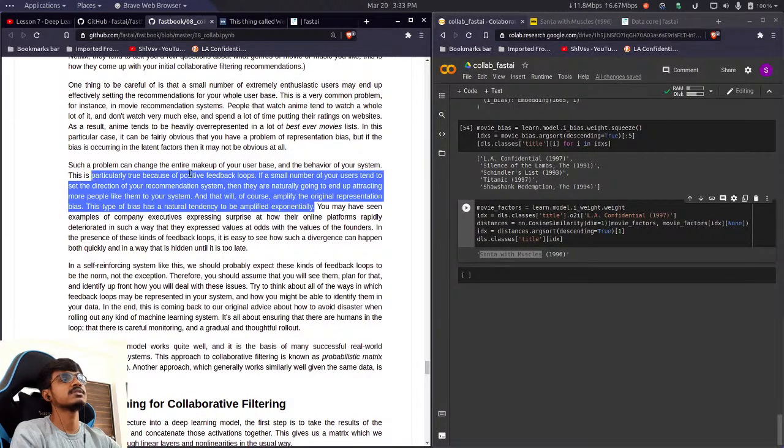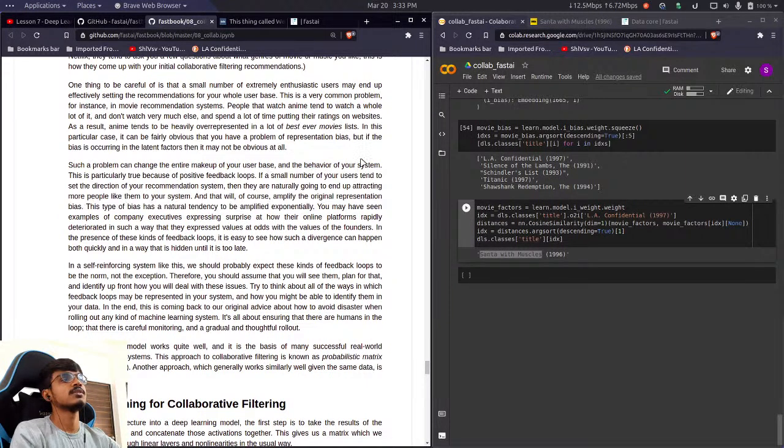bad for the system, but what if this kind of recommendation system is used in a very sensitive application? Then it might even be threatening and bad for the users as well. This might cause some bad consequences.